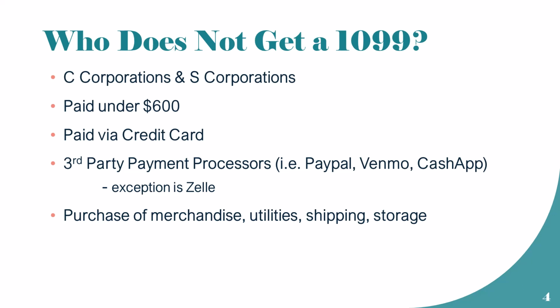So who does not get a 1099? C corporations and S corporations, they do not need a 1099. Anyone you've paid under $600, third-party payment processors. If you paid anyone via a third-party payment processor, you do not need to send a 1099. Or if you've paid anyone by credit card, you don't need to send a 1099 to that vendor either. Those recipients will receive a 1099-K.